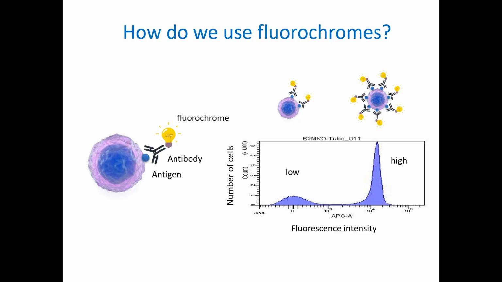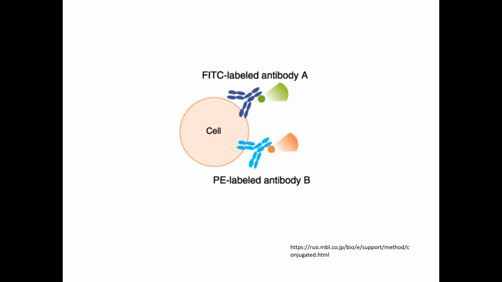Looking at a graph of the number of cells on the y-axis versus intensity of fluorescence on the x-axis shows us that we have two populations of cells here, one with low fluorescence on the left, cells with few or no antigens, and a large population on the right, cells with high antigen density. Here again we see a cell labeled with antibodies to two different markers. Antibody A is coupled to a green emitting fluorochrome, and antibody B to a red one, so we can quantify these markers separately.